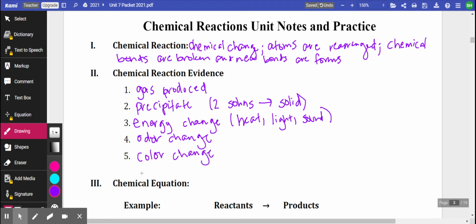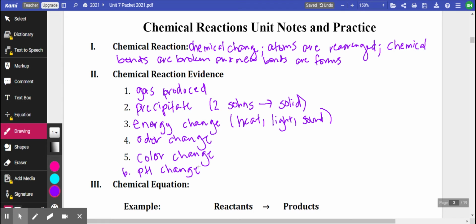A color change is different than color mixing. I'm going to add one more down here. You can have a pH change. We might have to test for a pH change using some kind of indicator solution or pH paper.